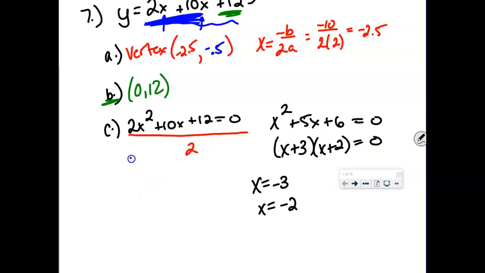And if you want to get super fancy here, guys, the intercepts are ordered pairs. So you can write it as negative 3, 0 and negative 2, 0. I would be very impressed if you wrote all of your intercepts in proper ordered pair notation.